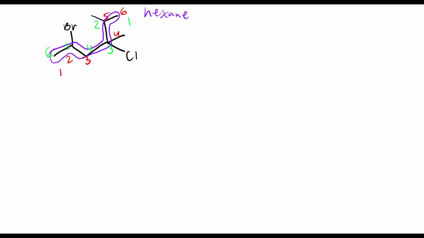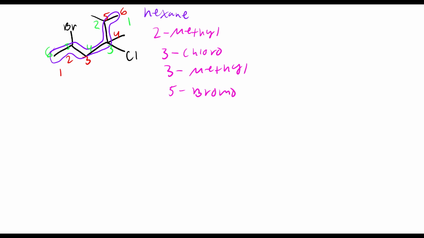So that is a 2-methyl. And that is a what? We have 2 things on the 3rd carbon. So we have a what? We have a 3 chlorine and a 3 methyl. And then we have something on the 5th carbon, so we have a 5 bromo, and then we have a hexane. Okay, so no double bonds, no triple bonds, no alcohols.